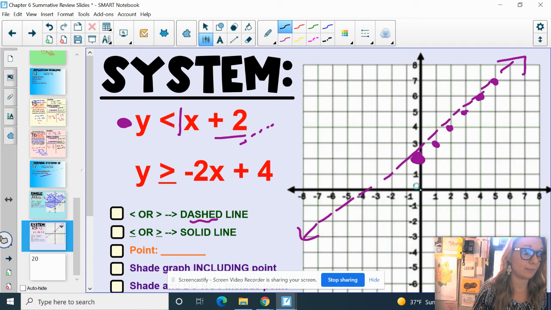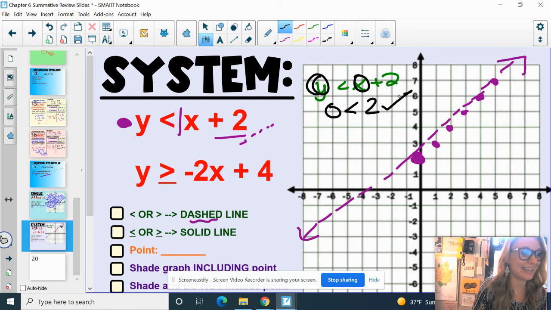Now, before I even look at that other inequality, let's just do some shading. So again, guess what? Best day of my life. I can use (0, 0) again. So here's my original inequality. I'm going to plug in a 0 here, 0 here. Is 0 less than 2? Yes, it is. That makes it true, which means that you are going to shade in this bottom region here.